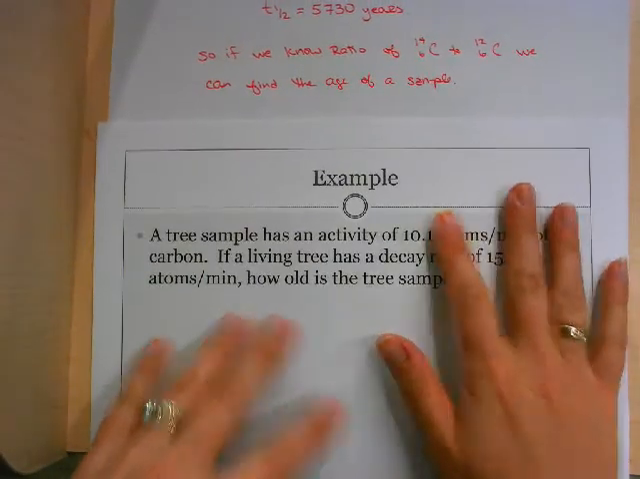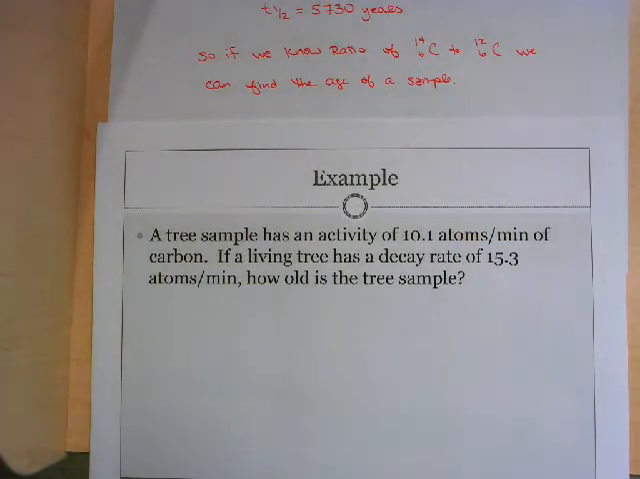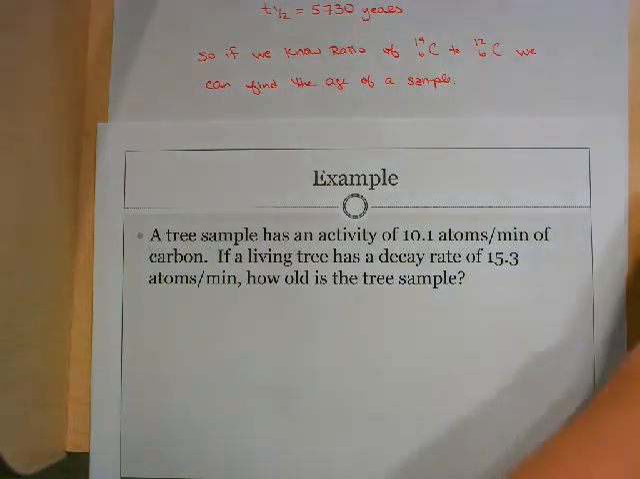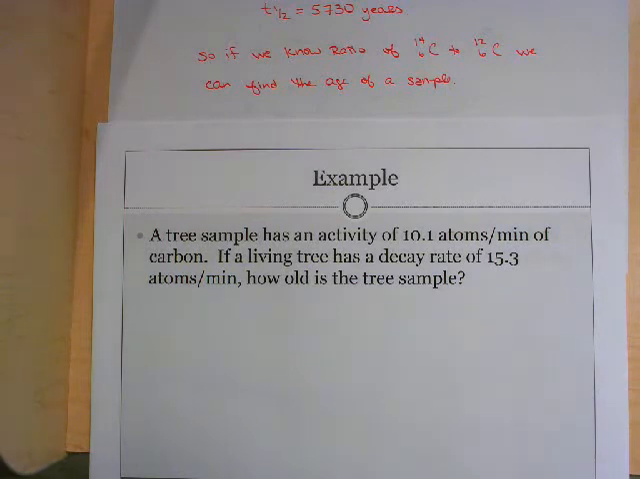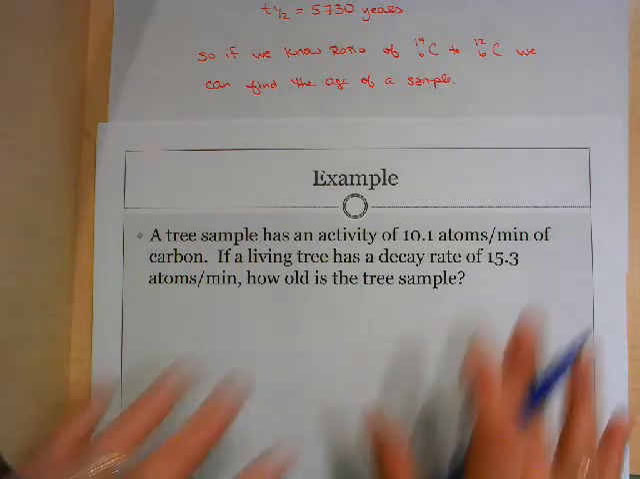So let's do that. Let's say you're out and about and you take a tree sample. And you measure that tree sample and it has an activity of 10.1 atoms per minute of carbon. If you have a living tree that has a decay rate of 15.3 atoms per minute, let's figure out how old your tree is.